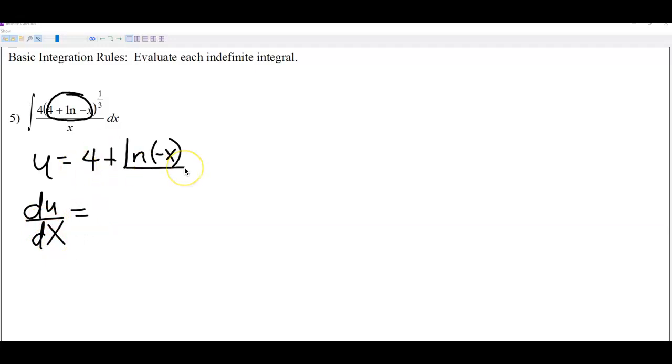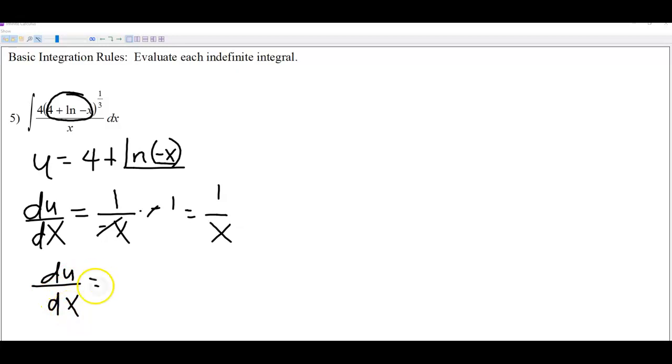And then for ln, the derivative of ln is 1 over whatever you're taking ln of, in this case -x, times the derivative of the inside, which is -1. These negatives cancel, and I'm left with 1 over x. Now, anytime you're doing u substitution and your u has an ln in it, so you get this expression.